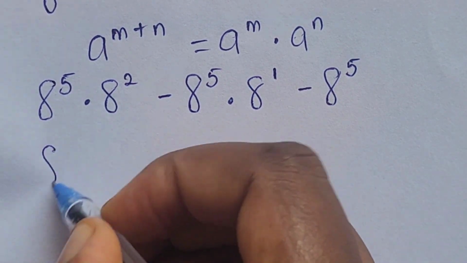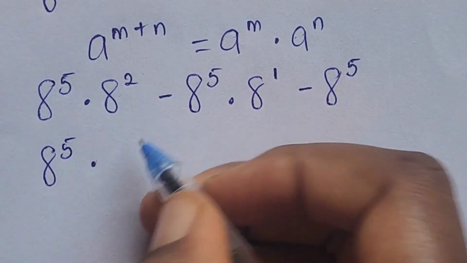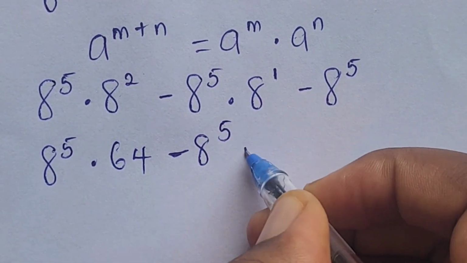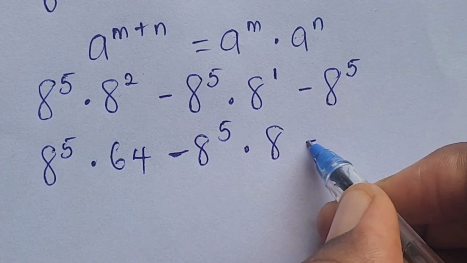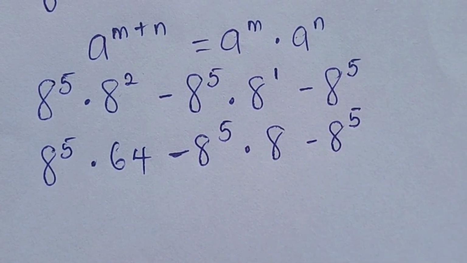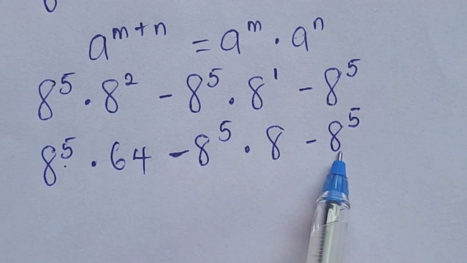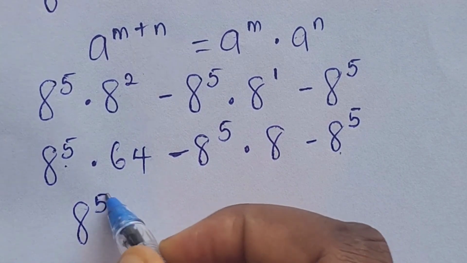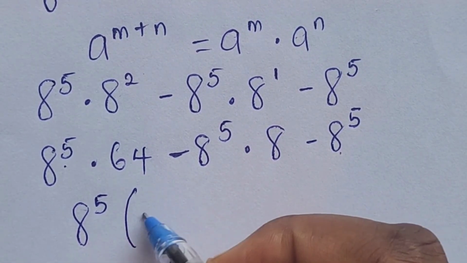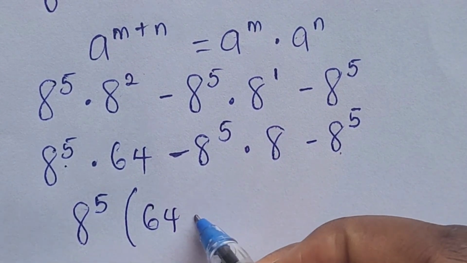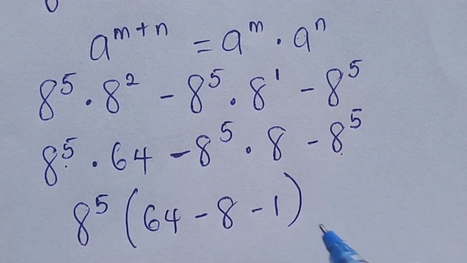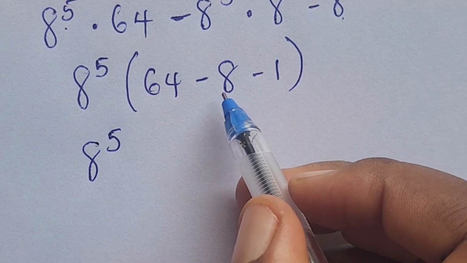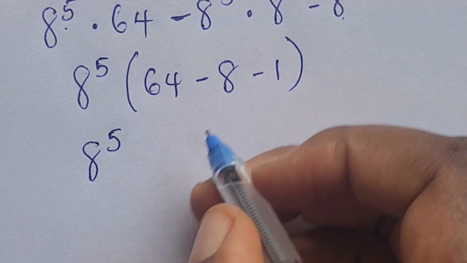So our 8 to the power of 5 here times 8 to the power of 2 we have is 64, minus 8 to the power of 5 times 8 to the power of 1 is 8, minus 8 to the power of 5. Now we have 8 to the power of 5 common here, so we'll factor it out. To have 8 to the power of 5 times, we have 64 here, we have minus 8 here, and we have minus 1. So simplifying, we have 8 to the power of 5, 64 minus 8 is 56, minus 1 we have 55.